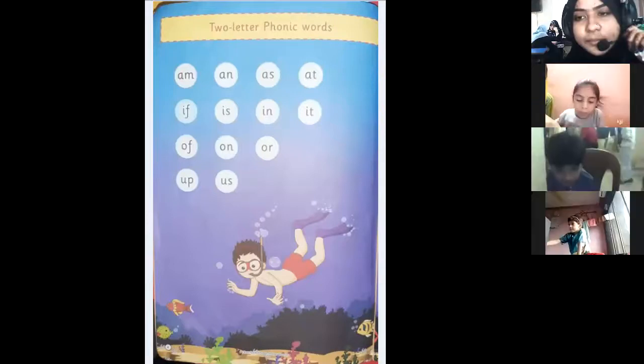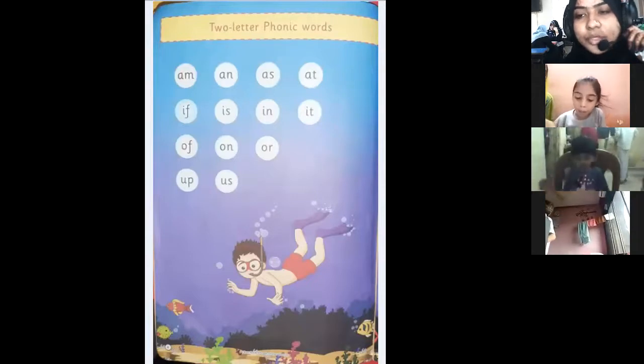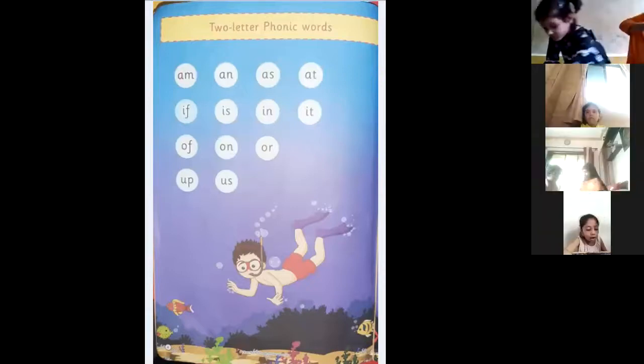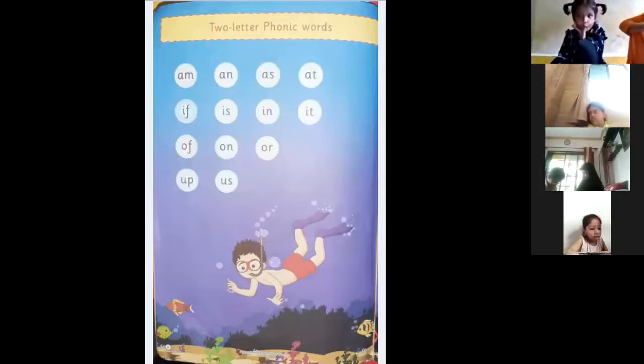Up, up. Us, us. Okay, very good, Tasmin. Come on, now one by one, okay? Those who have raised your hand, one by one. Aya Jibran, come on, first your turn now. Come on, read.